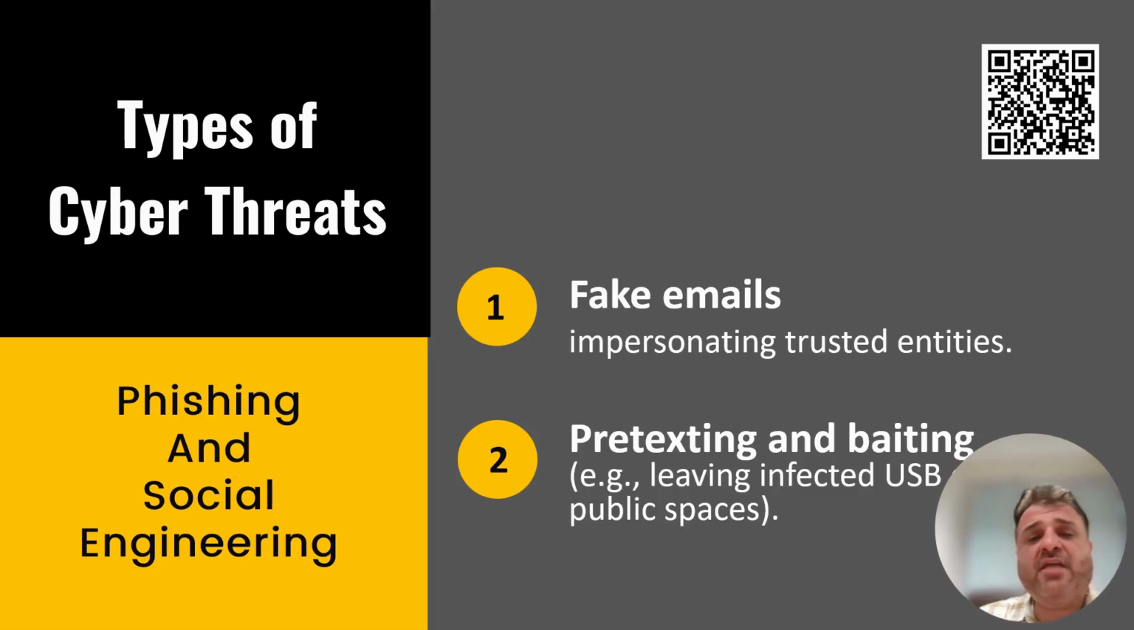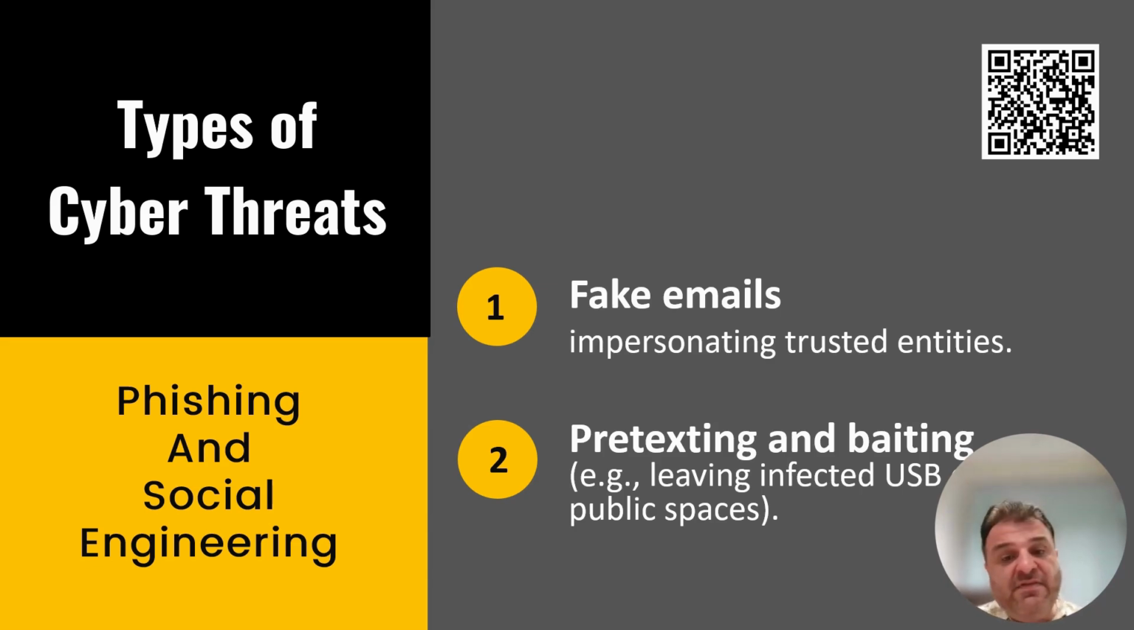The next type of cyber threats is phishing and social engineering. Attackers use manipulative techniques to trick individuals into revealing sensitive information or performing harmful actions. The first technique is a fake email, impersonating trusted entities and asking you to click on a link or go somewhere. The next one is pretexting and baiting.